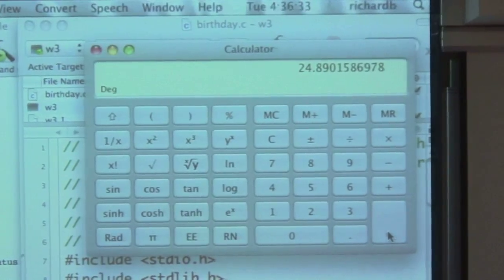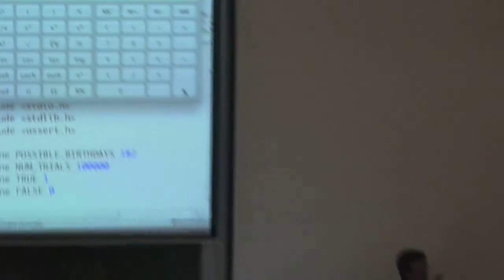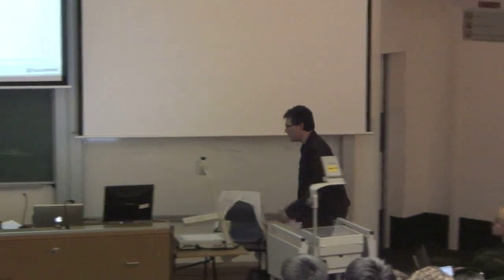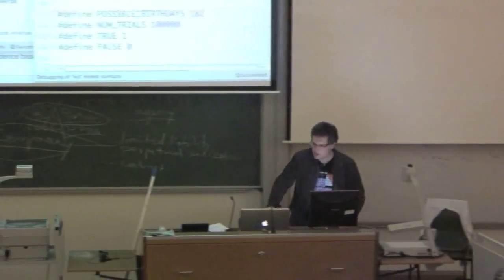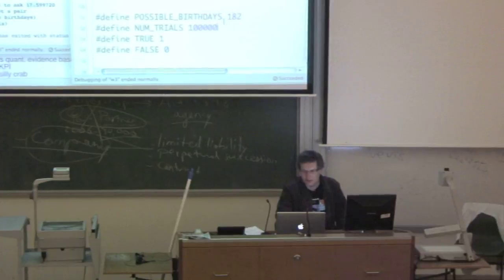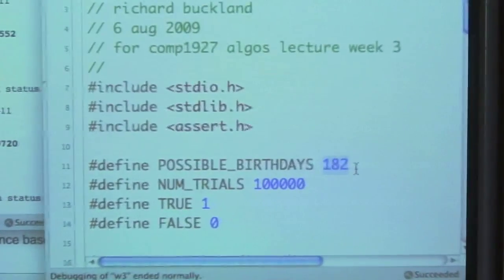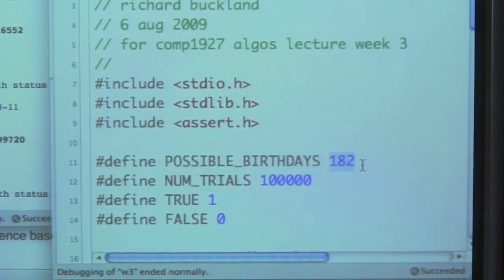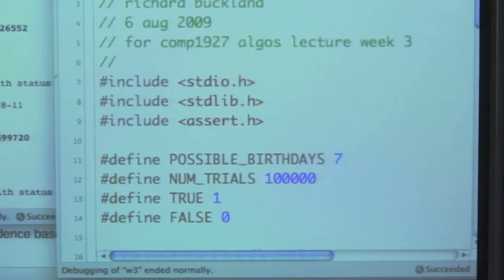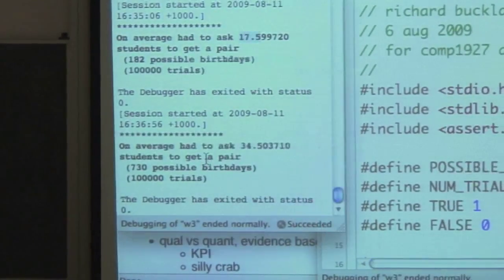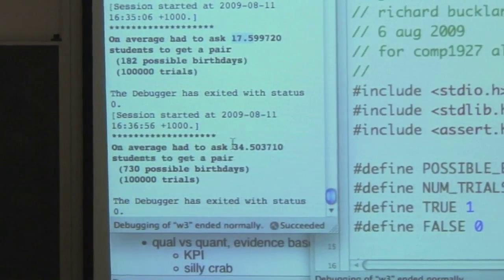So I doubled the size of the sample, but the amount of work it did only went up by the square root of 2. That's an indication it might be square root growth. But am I going to stop at that? No, I'll try it again. I'll double it again. So 182 gives 365, gives 730. Boom. The answer was 34.5.